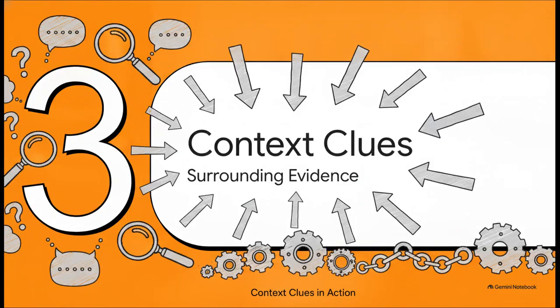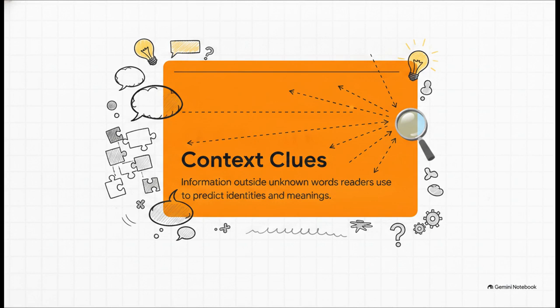Which brings us to Section 3, Context Clues in Action, examining the surrounding evidence. But you know, what happens when you encounter a word that doesn't have a familiar root? You're not just out of luck. That is exactly where you look at context clues. These are sources of information outside of the unknown words that readers can use to predict their identities and meanings. In other words, when the word itself is a total mystery, the words right next to it, or in the sentence right before or after it, will usually give away its meaning.